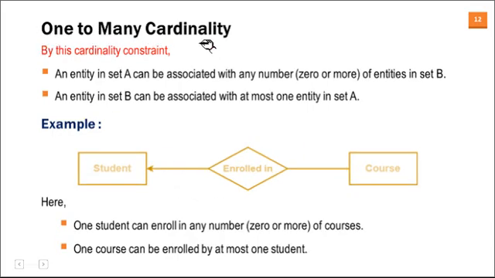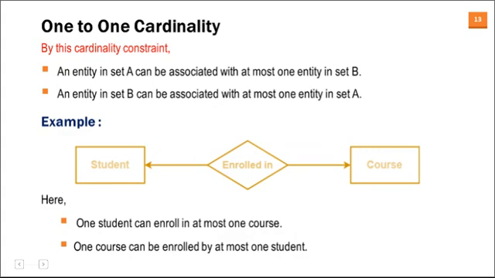Next one is one-to-many cardinality. What does one-to-many cardinality show? It shows one student can enroll in any number of courses. It means one student can enroll for 0, 1, 2 or 3 courses. But in each course there should be at most one student, not more than one student. This will be represented by one-to-many cardinality.